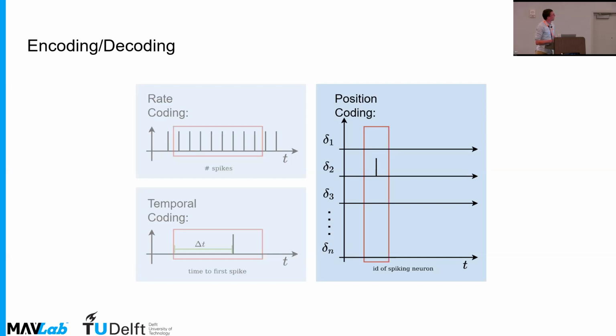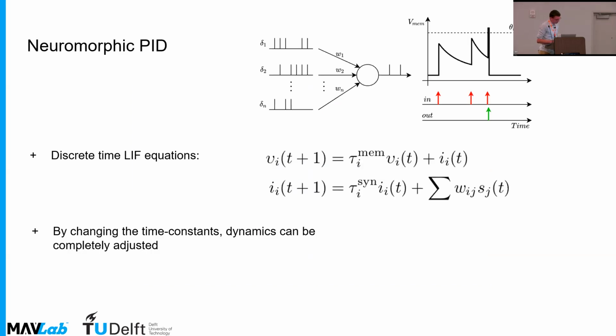To go to a deeper understanding of the PID, of how we do this, I'm first going to go back to the leaky integrate-and-fire equations. We already saw the continuous time ones, I think, this morning, but these are the discrete time versions of the LIF equations that we implemented. Now what we can see is that if we change the time constants tau, so the leak parameters or the decay parameters, in a range from 0 to 1, we can completely alter the dynamics of this neuron.